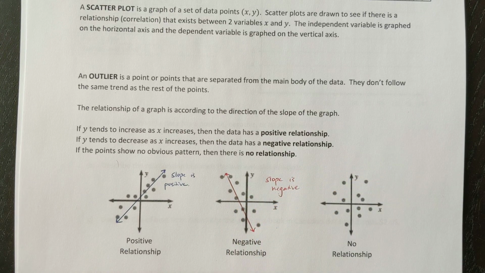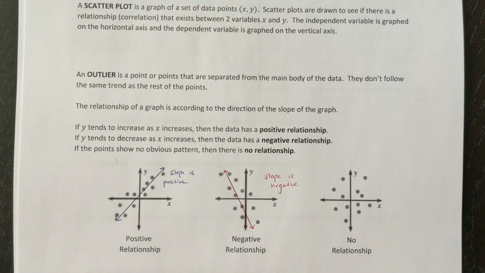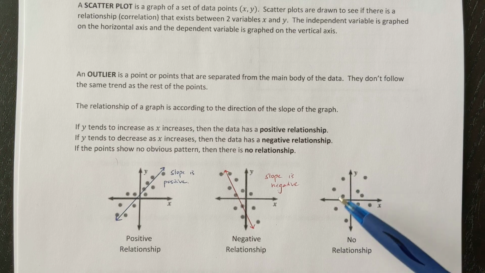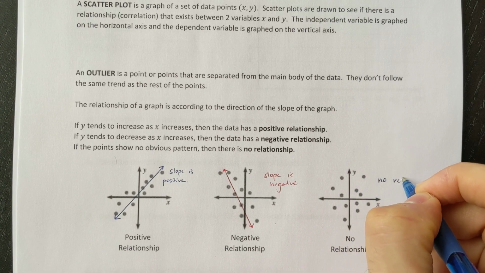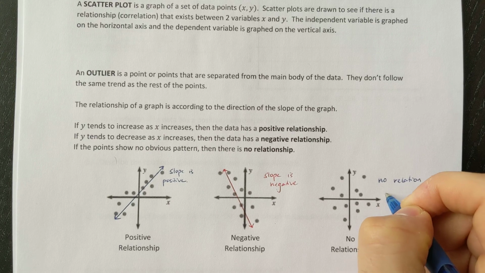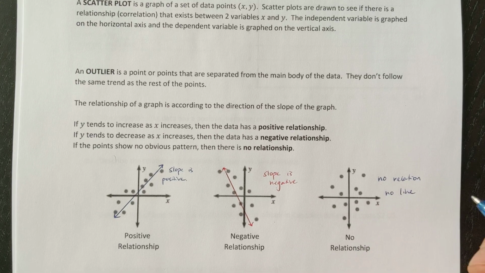Finally, if the points show no obvious pattern, then there is no relationship. So for example, here in our scatter plot, these data points do not follow a trend that is observable from these data points. So we would say no relationship here and no line, right? No linear relationship between them. Okay.